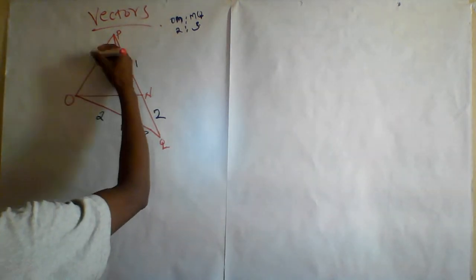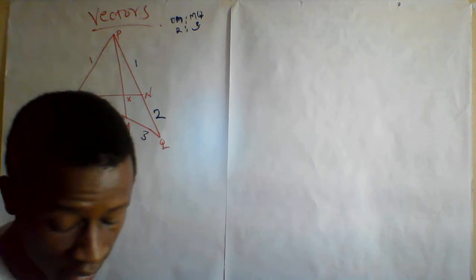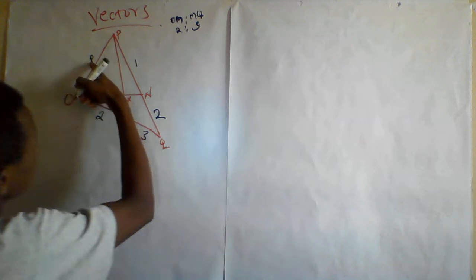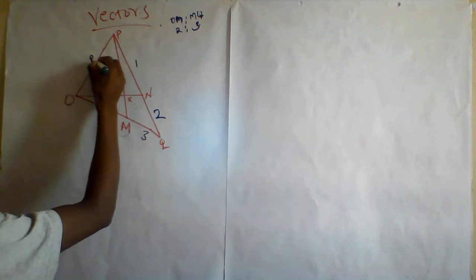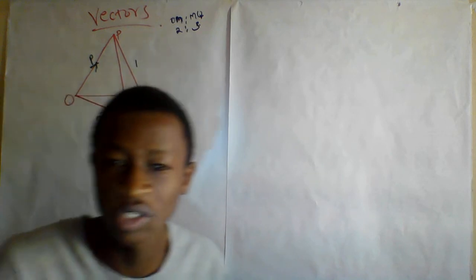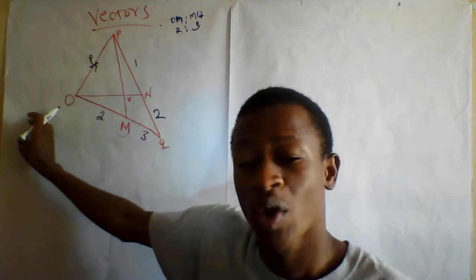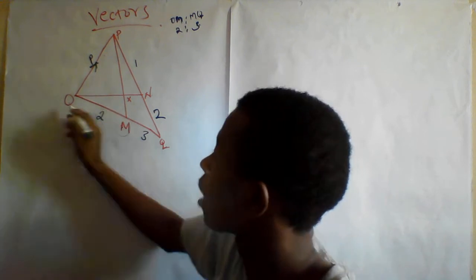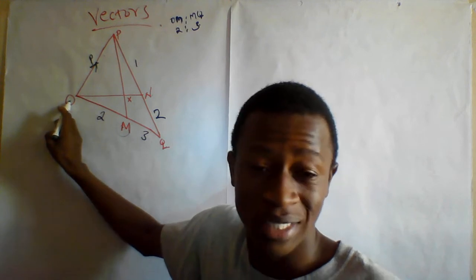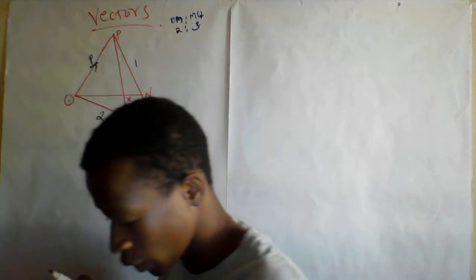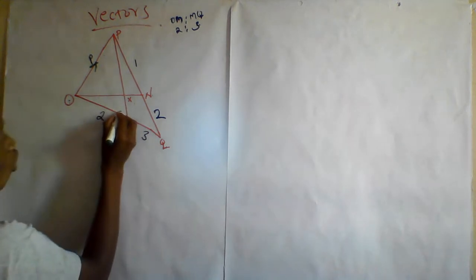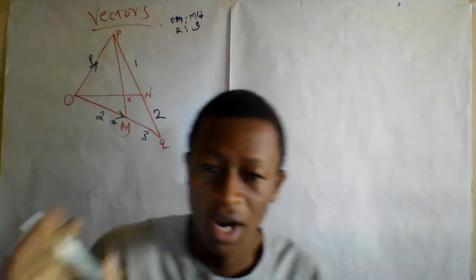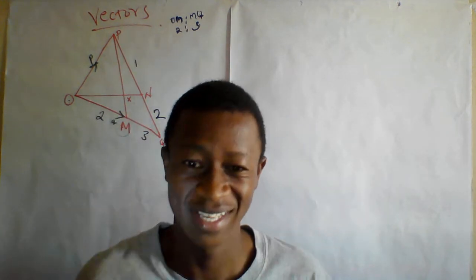So A is: given that OP is p, let me use a different color. OP is p, and we show it using an arrow to show the direction, because O is the origin. Even if sometimes you may not be told that it is the origin, remember O is always the origin. Then the other one is that OQ is q. Until that point, student, we are all together, step by step.